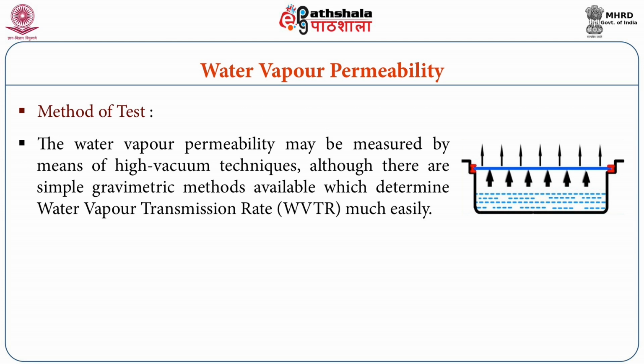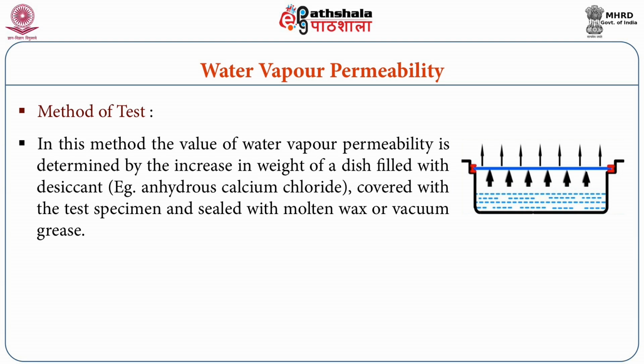The water vapor permeability may be measured by means of high vacuum techniques, although there are simple gravimetric methods available which determine water vapor transmission rate much more easily. In this method, the value of water vapor permeability is determined by the increase in weight of a dish filled with desiccant, for example, anhydrous calcium chloride or sometimes silica gel, which is covered with the test specimen and sealed with molten wax or vacuum grease.